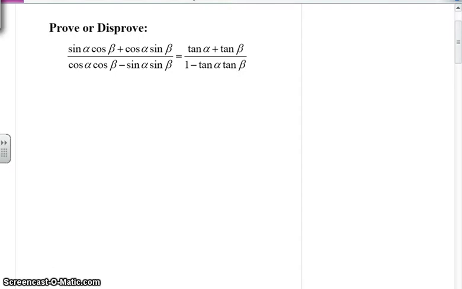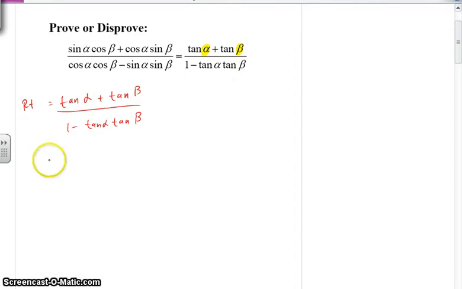And one thing I want to point out is that this is tangent of alpha plus tangent of beta. So those are not the same. And so this is why you always have to write the angles that you're talking about. So I'm going to go ahead and start on the right side. So I'll rewrite it.